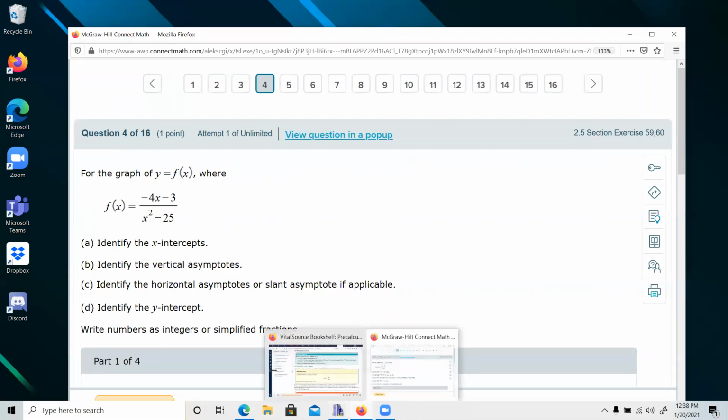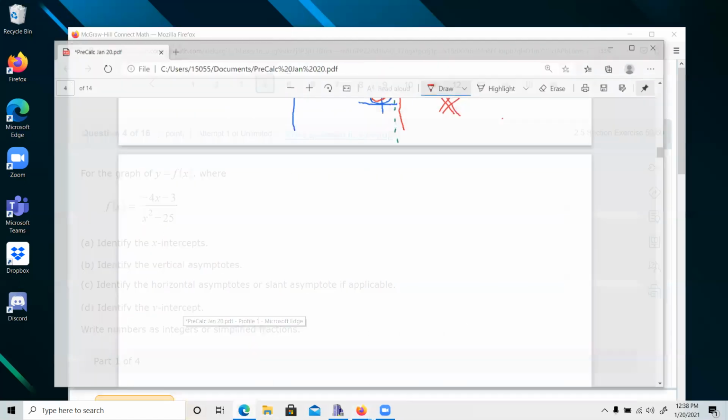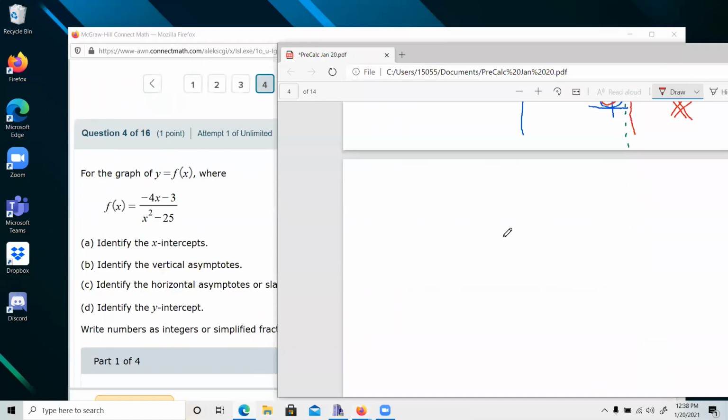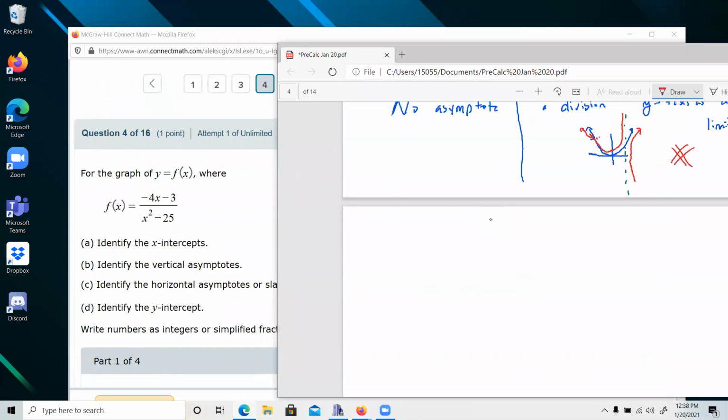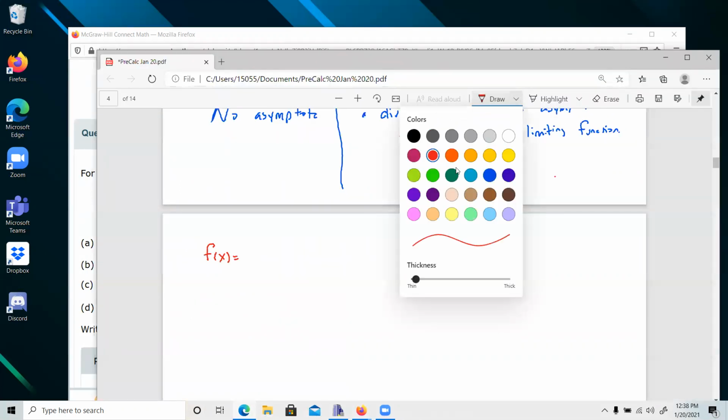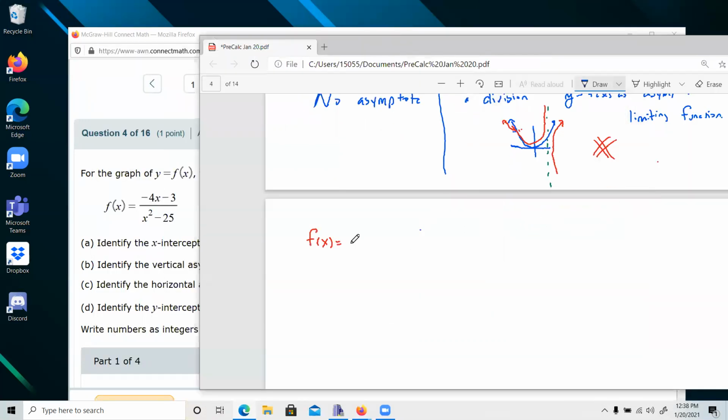So it's not fair to a student to say, in addition to all the asymptote rules, you have to remember how to do all of this too. No, it's too much. So let's just go through and deal with this. Red is a stressful color, so let's move back to blue. We have f of x equals 4x minus 3 over x squared minus 25. Say, what is the x-intercept?